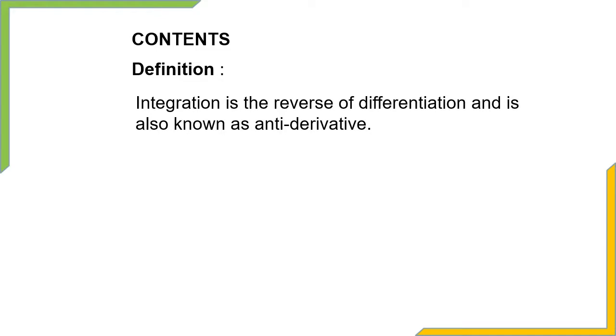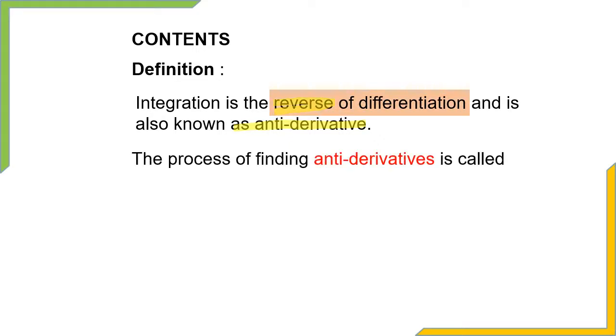So what is the content of this lecture? Integration is the reverse of differentiation and is also known as antiderivative. If we do differentiation to a function, then there will be another function. And then if we reverse it, we integrate the other function, we will get the original function f x. So the process of finding the antiderivative is called integration.